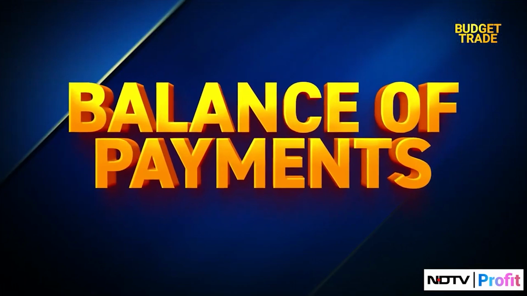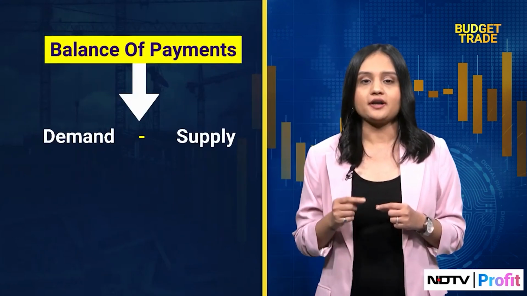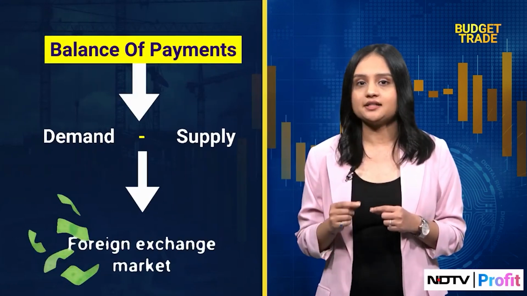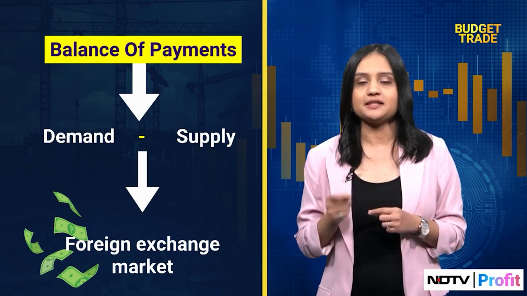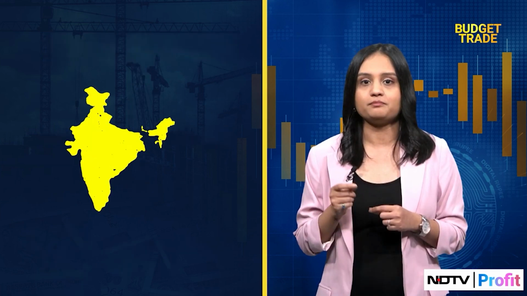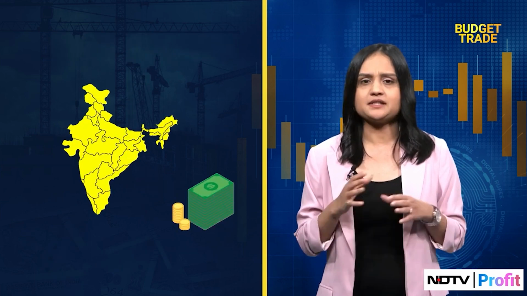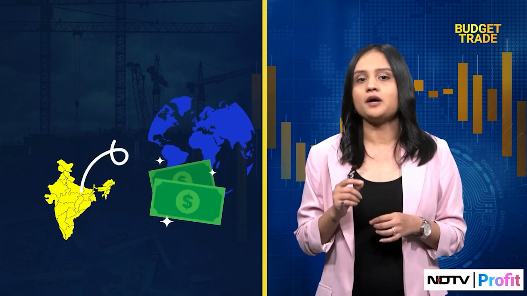The next word is balance of payments. Balance of payments is the difference between the demand for and supply of a country's currency on the foreign exchange market. In layman's words, balance of payments is the difference between the total amount of money entering a country over a specific time period and the total amount of money leaving the country to the rest of the world.